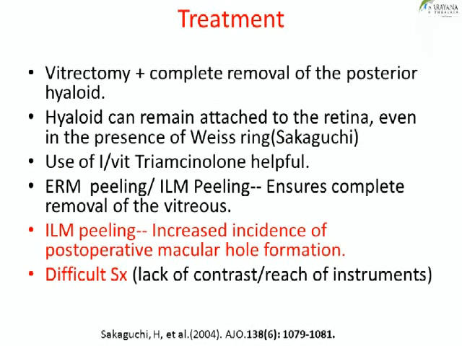So what is the treatment? The treatment is vitrectomy plus complete removal of the posterior hyaloid. The removal of hyaloid is very important because schisis is very commonly seen, and as I alluded earlier, microscopic level ERMs are very common. So you should definitely use staining of the vitreous cortex. You should stain the vitreous so that you don't leave any vitreous behind.